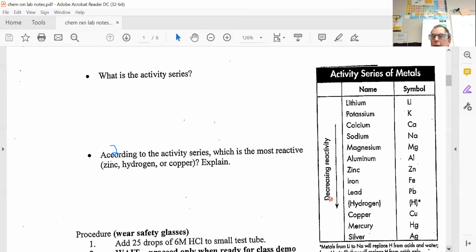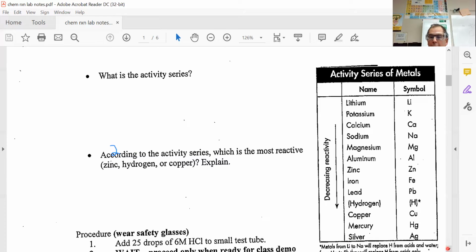A couple examples that we had in lab, I think we had iron replace copper in copper chloride. And then we took copper and had it replace silver in silver nitrate. So iron replaced copper because it was above it. Copper replaced silver because it was above it. And in this case, zinc replaced hydrogen because it was above it. So which one's most reactive? The one that's highest up, zinc or hydrogen or copper. It would be the zinc because it's highest in the reactivity series.